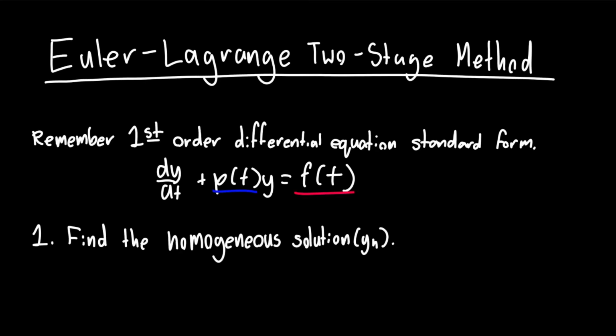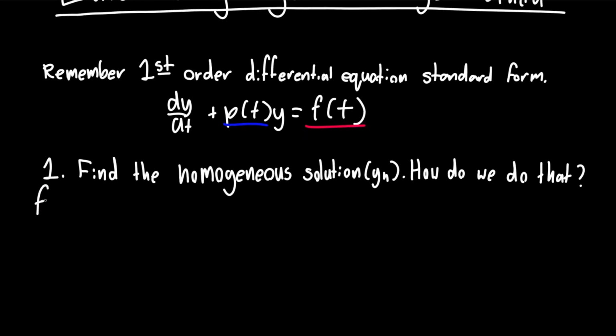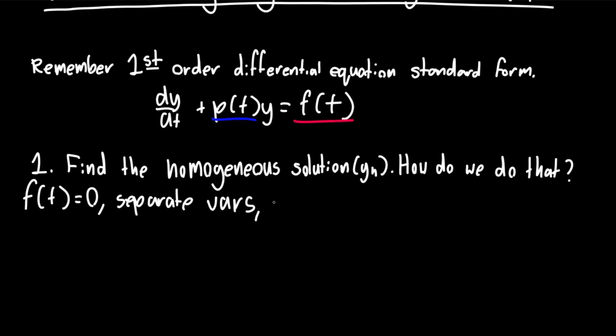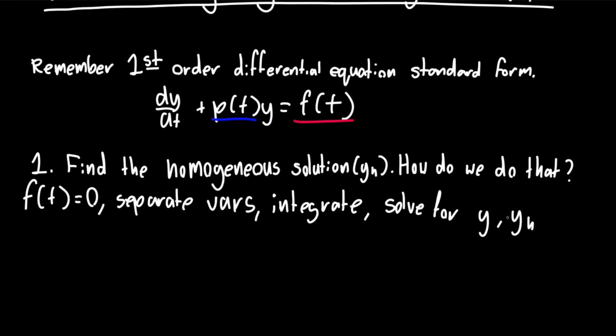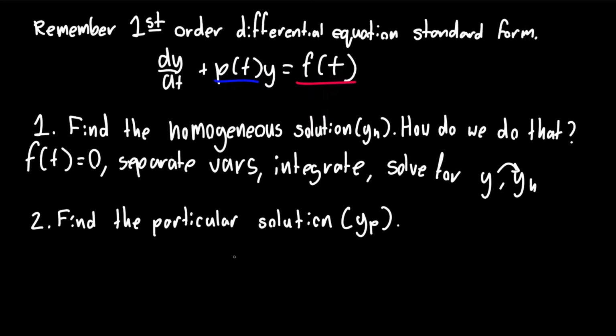So our first stage of this two-stage method is finding the homogeneous solution, which is y of h. So how do we do that? Well, we set f of t equal to 0, then we separate our variables, or vars in this case, because that is shorter. Then we integrate both sides, and then we solve for y, and that y will be our y of h.